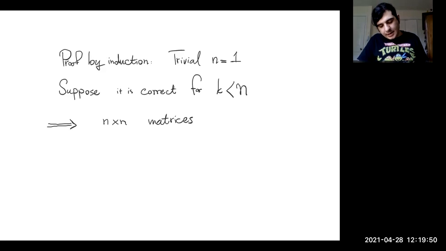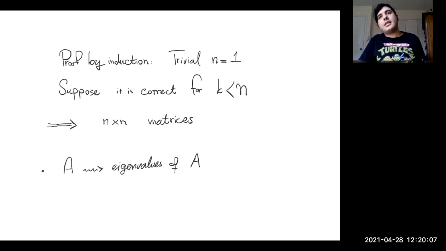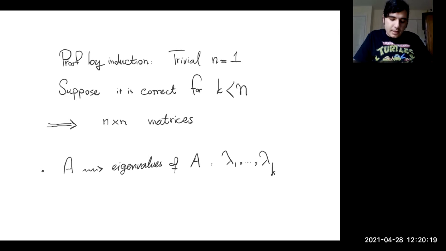Okay, let's look at the matrix A. So suppose A is an n by n matrix. Let's look at the eigenvalues of A. So let's say these are distinct eigenvalues of A, all distinct eigenvalues of A, okay? And so each eigenvalue would have some eigenvector, right? It would have some eigenvector, say U1 up to UK.